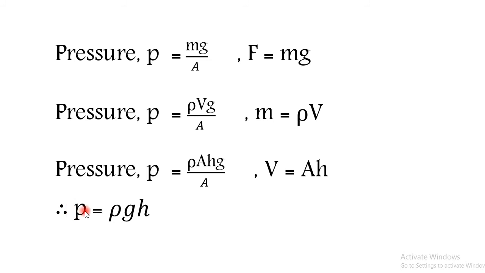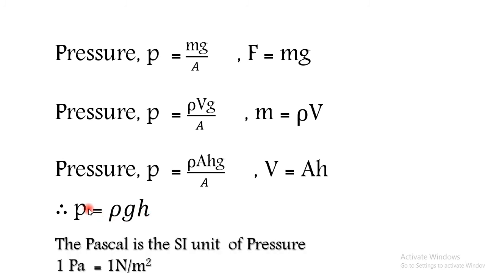And the pressure is supposed to be in pascals if the density is in kilograms per cubic meter. So density has to be in kilograms per cubic meter, acceleration due to gravity has to be in meters per second squared, and h is supposed to be in meters. Then the unit for pressure is the pascal. The pascal is the SI unit for pressure, and 1 pascal is equivalent to 1 Newton per square meter.